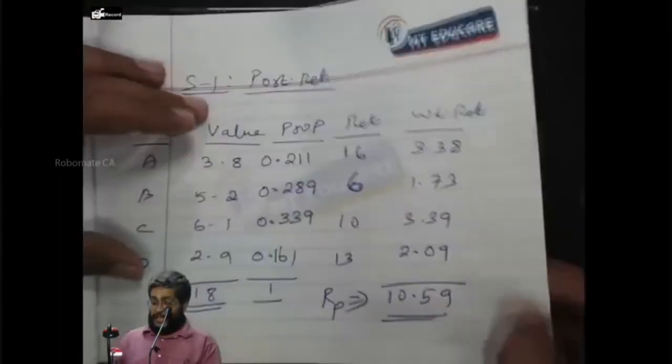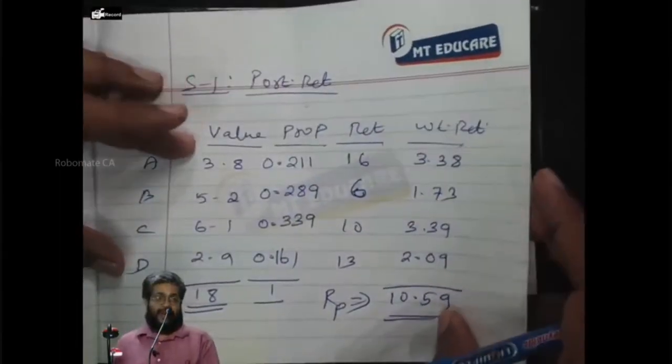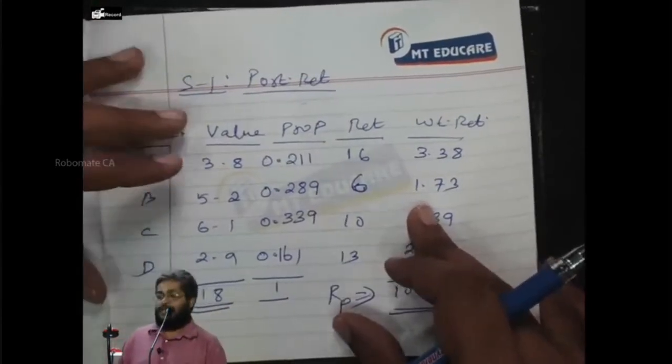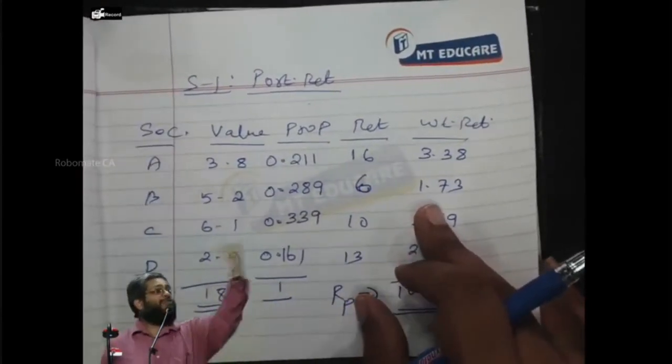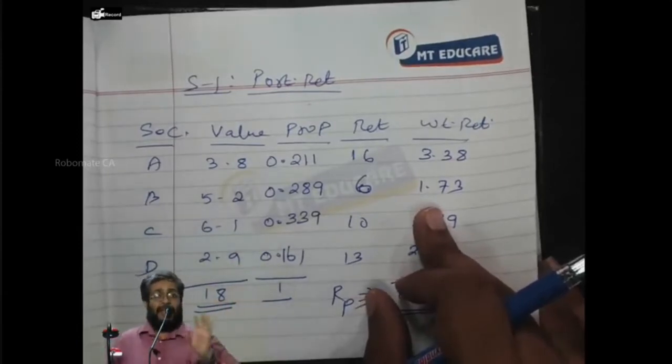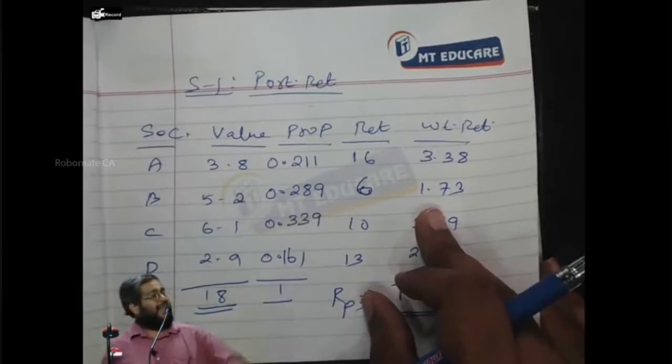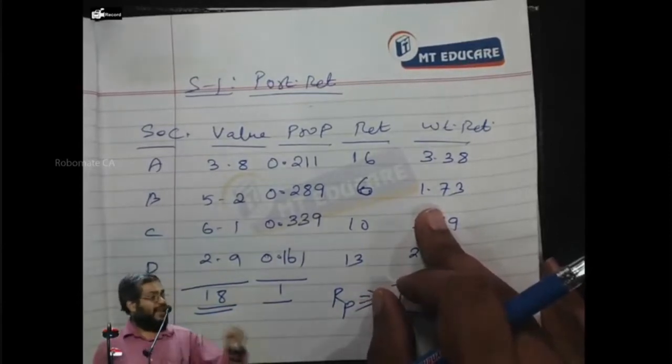But it is expected to give how much? 10.59. This is a positive alpha portfolio. Negative alpha, positive alpha. The portfolio overall is overpriced or underpriced? Underpriced. If somebody wants to sell this portfolio, I'll buy it, because the expected return is more than the required return.